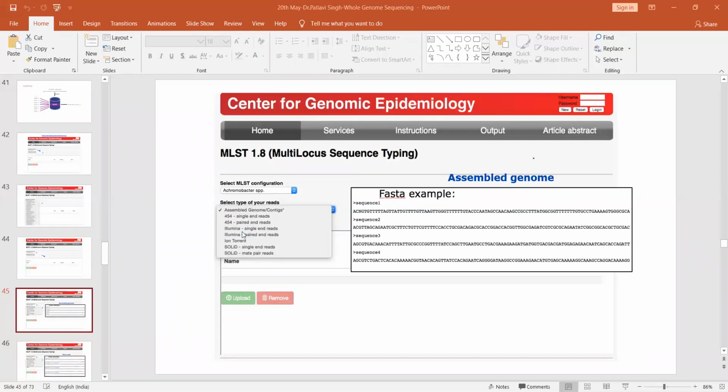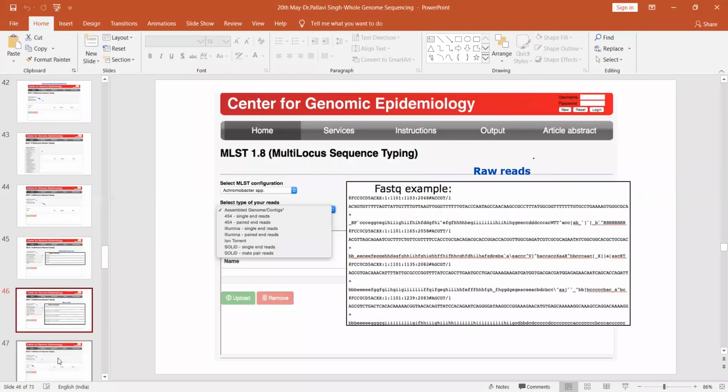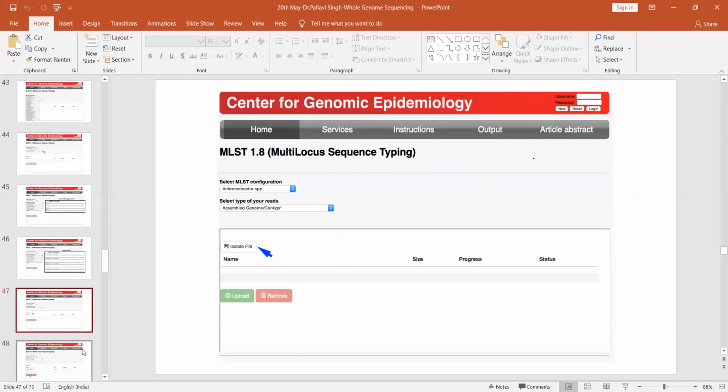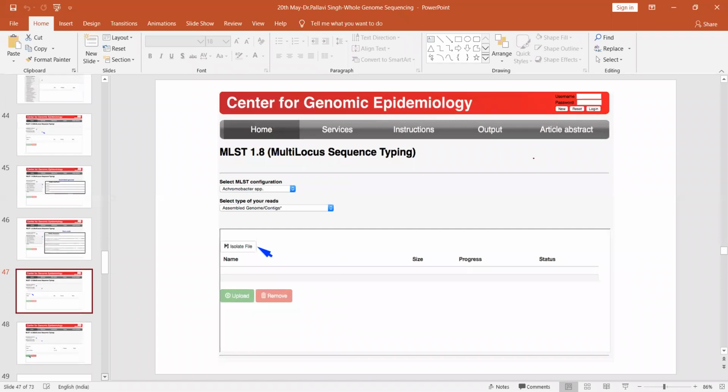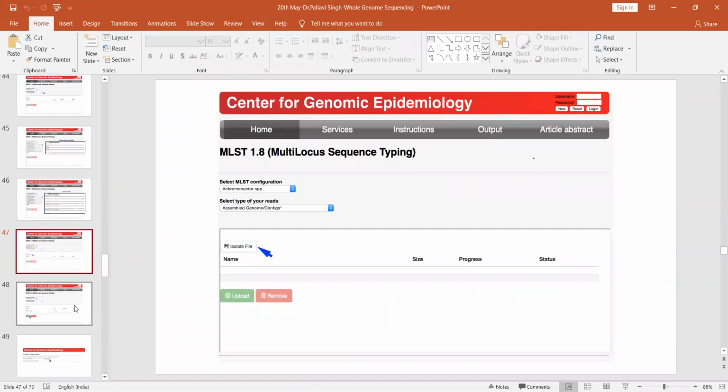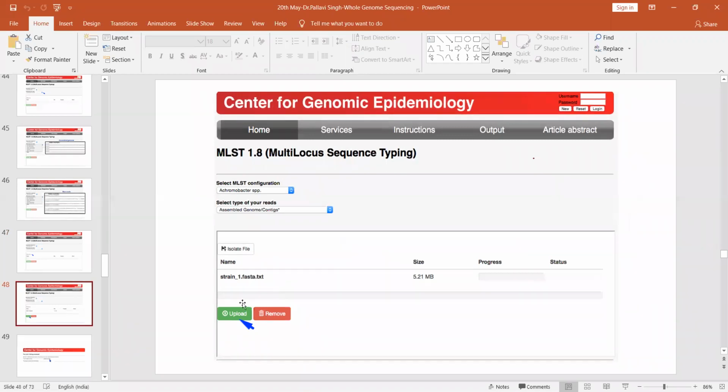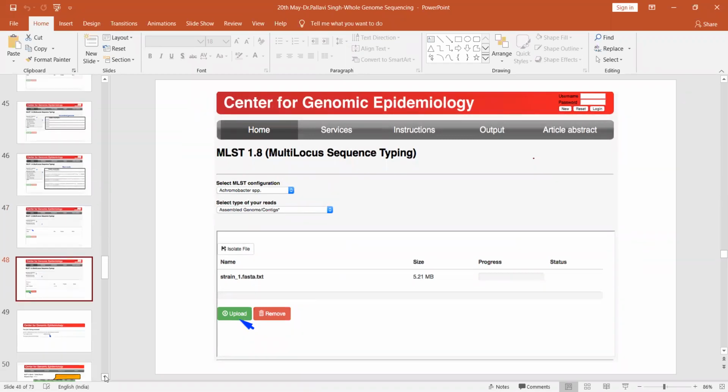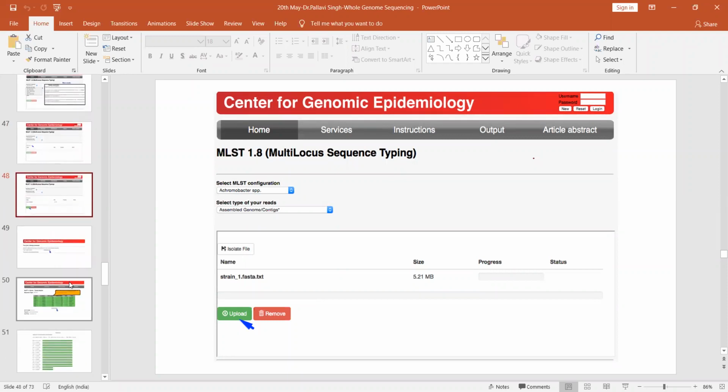This has shown a faster example, as you are aware. Now I have to upload my isolate file, my unknown sequence. Again, I have taken strain 1 faster here and I have uploaded that same strain of E. coli, the one in which I have come to know that it's an E. coli.